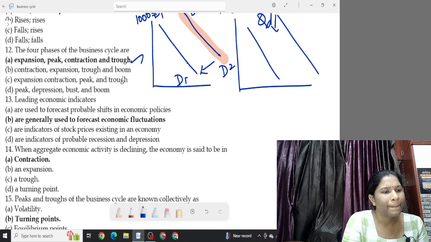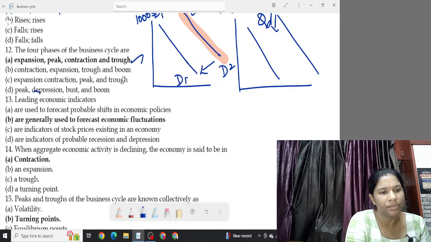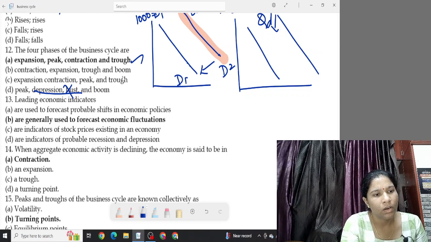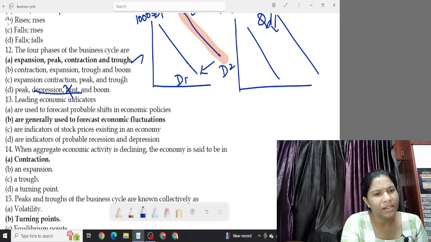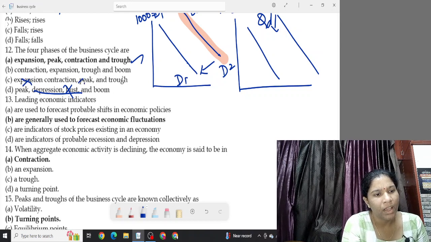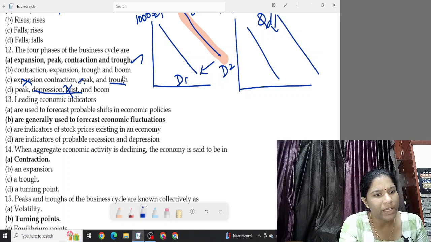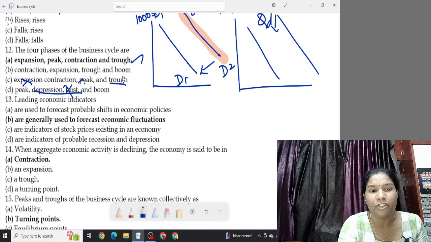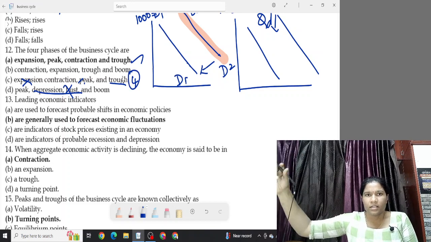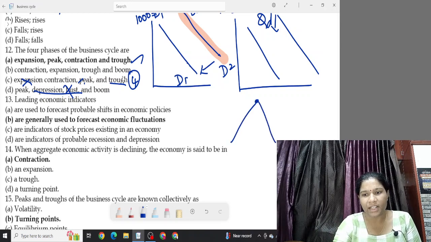That's all. Peak, depression, bust. Depression and bust are one and the same, so this is wrong. Expansion, contraction, peak, trough. Expansion will lead to peak. Contraction will lead to trough. Okay. So expansion, contraction, peak, trough. All the 4 stages are included here, but not in the series, right? Expansion, next peak, contraction, next trough.